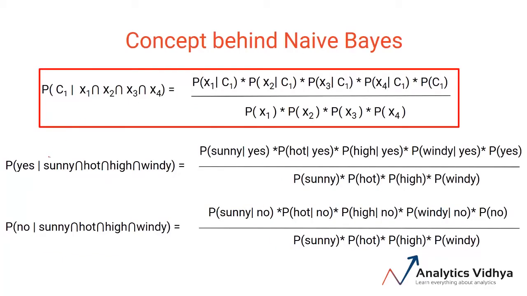So we calculate the probability that a person will play and the probability that the person will not play based on the given features. Whichever of these probabilities is higher is taken as the final class.